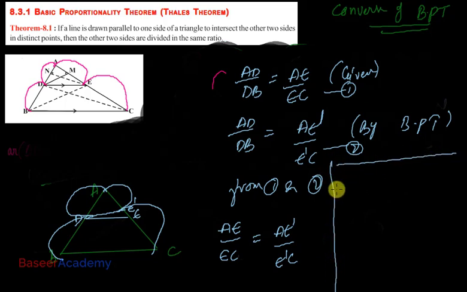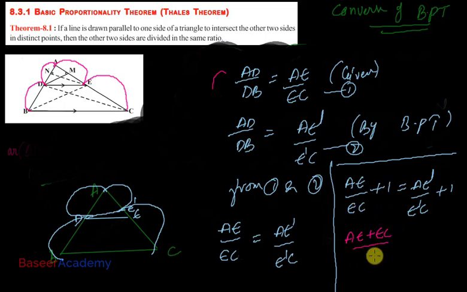Now let us apply componendo to this. Componendo means you just have to add 1 to both the sides. On the left hand side I am adding 1, and similarly on the right hand side I am adding 1. What really happens now? AE plus EC into 1 is EC. I'm just cross multiplying it, or else taking the LCM of it. E dash C into 1 is E dash C, E dash C by E dash C. What does this become? AE plus EC.